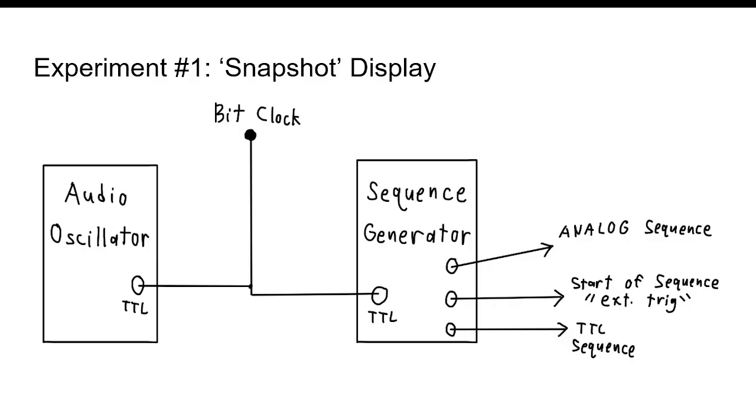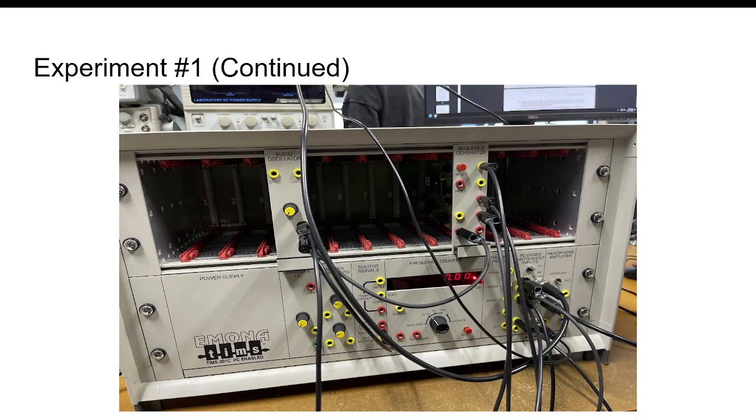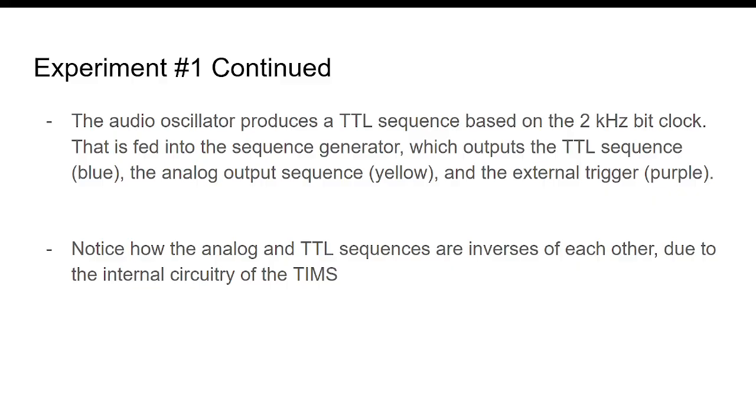That'll be used later on in the experiment. You can also see here the TIMS module implementation. The first thing we do is make our start of sequence external trigger. We're first going to try to trigger off the actual blue sequence itself, so we're not doing the start of sequence sync just yet. In the slides, the blue sequence is our TTL, the yellow sequence is our analog, and the purple is where the trigger actually is.